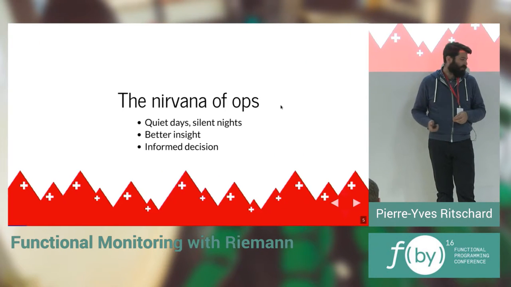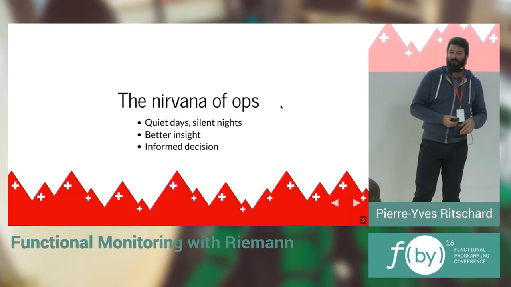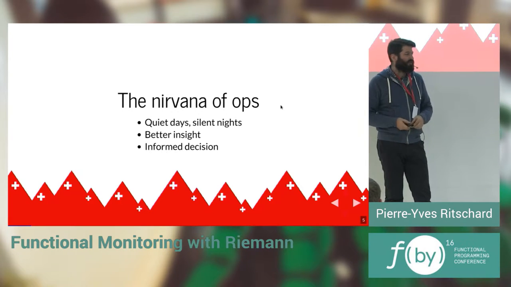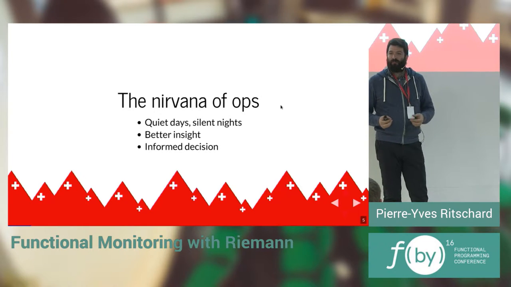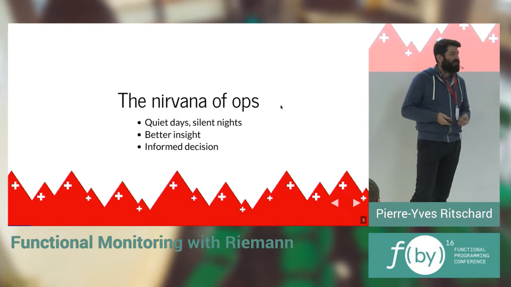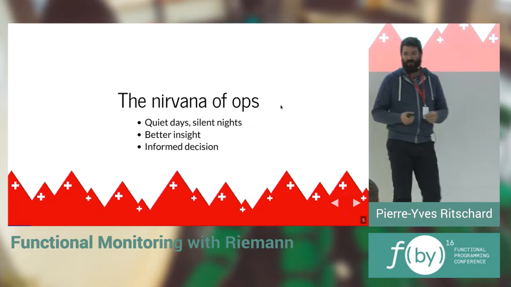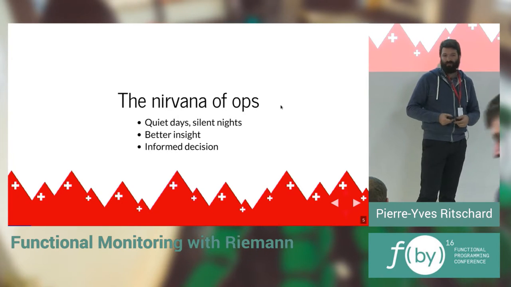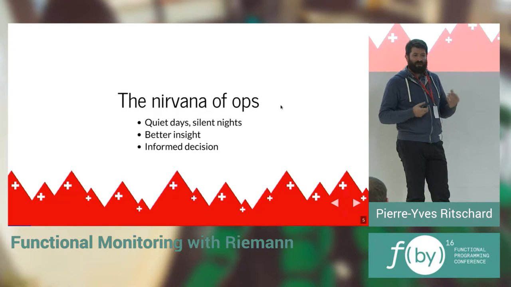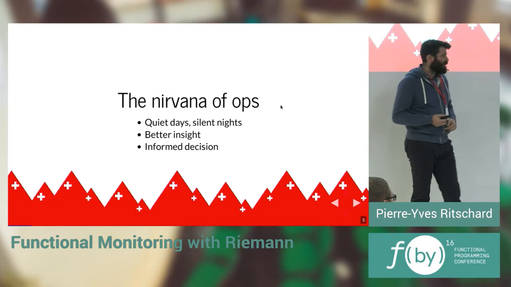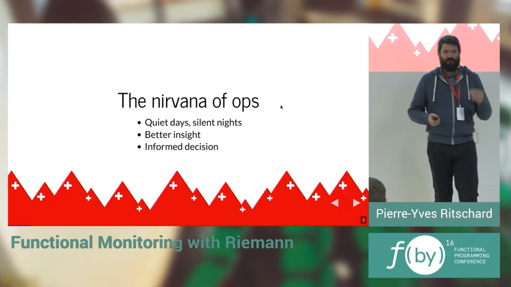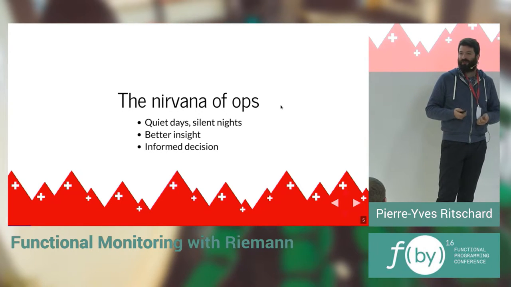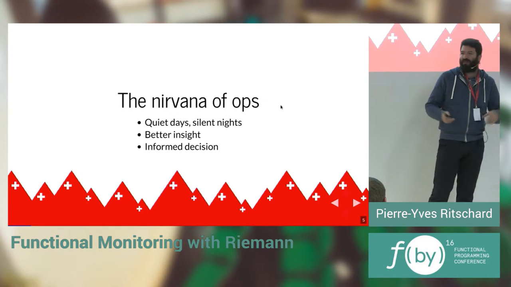So as far as the founding principles go, Riemann is a tool that addresses what we usually call the ops team, right? People who deal with the infrastructure and who watch over it. And I think that for these teams, the important things are to have quiet days where they can focus on higher order abstraction for their platform and infrastructure, think about hard problems, silent nights, of course, where the pager doesn't go off every 5 minutes, which usually drives you crazy. For this, you need to have better insight into what you're watching, and you need to have the ability to make informed decisions. If you don't have this insight and this capacity to make informed decisions, you usually fall into an attitude where you have a fear of change on infrastructure because you want to leave things as they are.